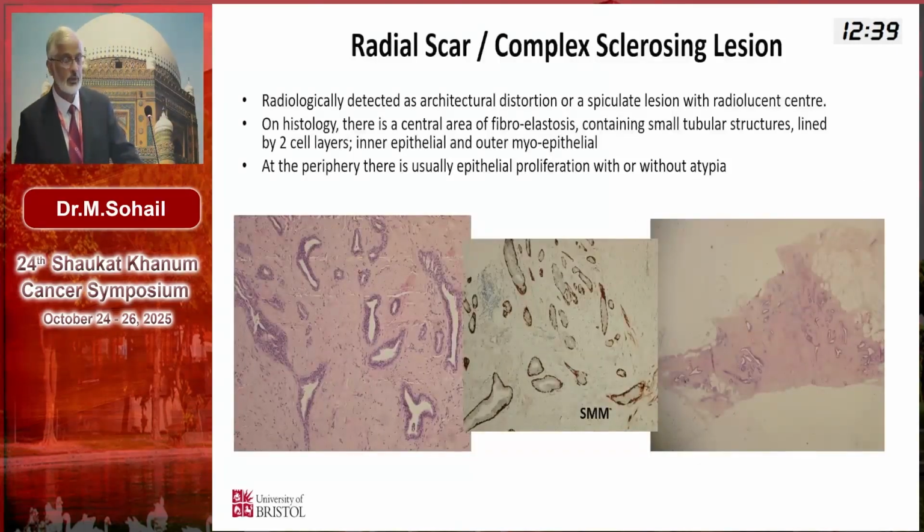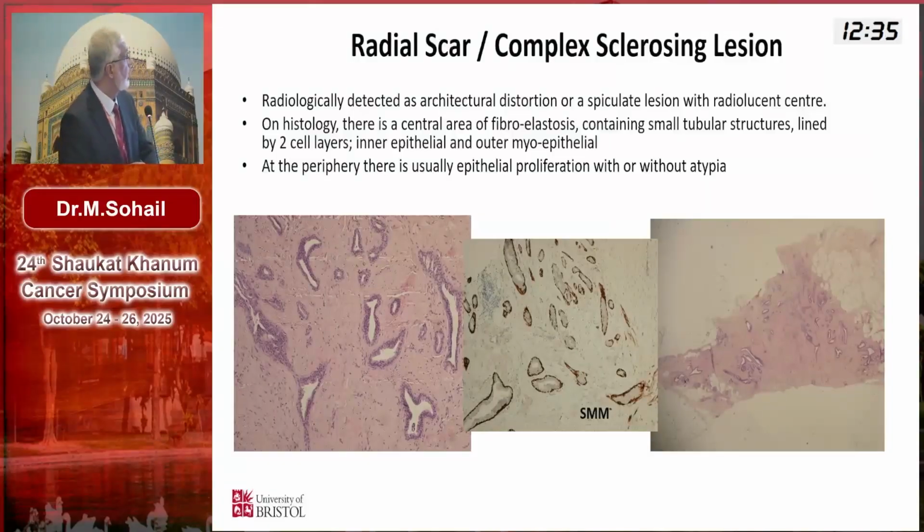The fourth lesion is radial scar or complex sclerosing lesion. Now, if it is less than 10 millimeter, I'm sure you know that is called radial scar. And if it is more than 10 millimeter, you call it complex sclerosing lesion. Radiologically, we say it is not scar tissue, it's a sclerosing lesion, basically often associated with sclerosing adenosis. In this, you see a central area of fibrosis or fibroblastosis containing small tubular structures lined by a two cell layer.